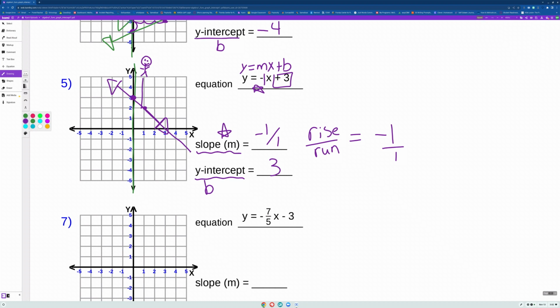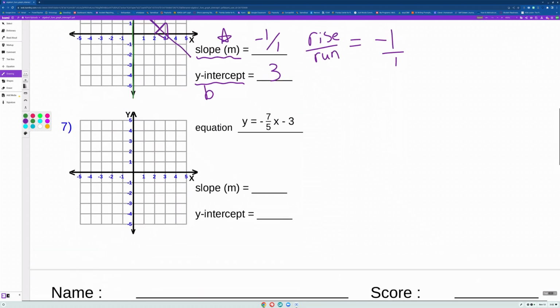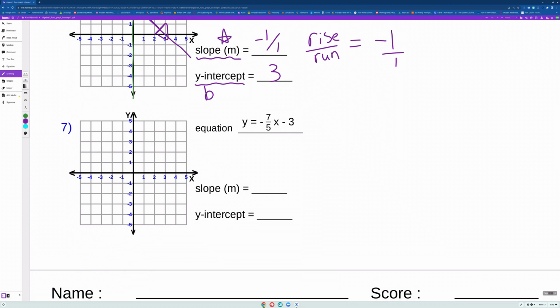So let's take a look at one more. This one's a little complicated. I have my equation y equals -7 over 5x minus 3. When I write the formula for my linear equations, that's going to help me, right? I see that my slope, my m, is going to be -7 over 5. And then my y-intercept is -3. Again, when I say my y-intercept, I'm really talking about the b in my linear equation.